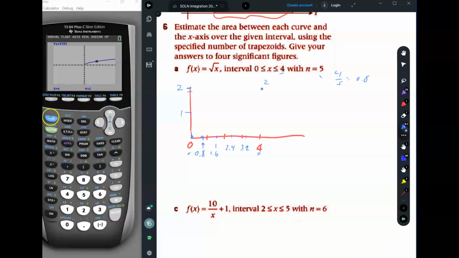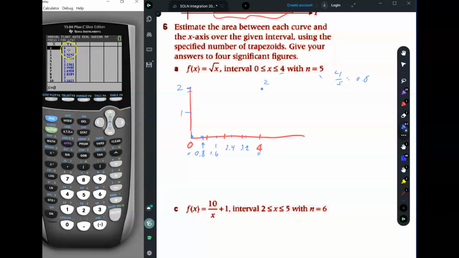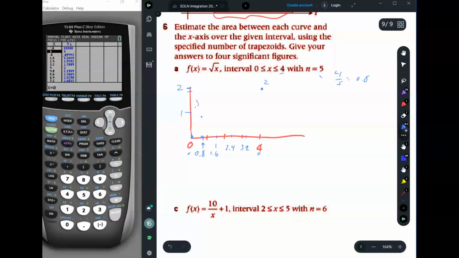What you could do is look at the table, like we sometimes do to get points, right? Except the problem is our intervals are 0.8 wide, not 1 wide. So remember, you can press plus and then put 0.8, and then it will divide it into segments that are 0.8 wide. Okay, perfect. So for example, 0, 0, that's the first point. 0.8, 0.894. And the next one is going to be 1.6, 1.26.